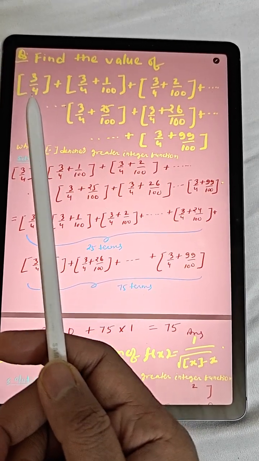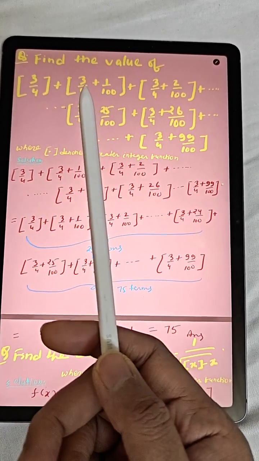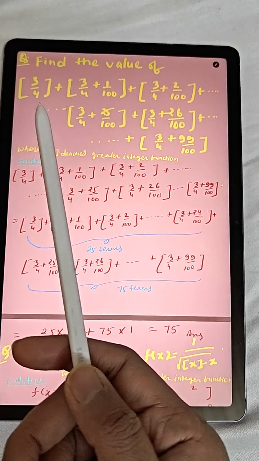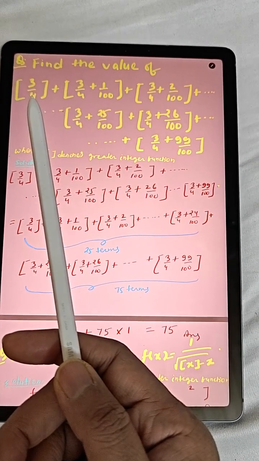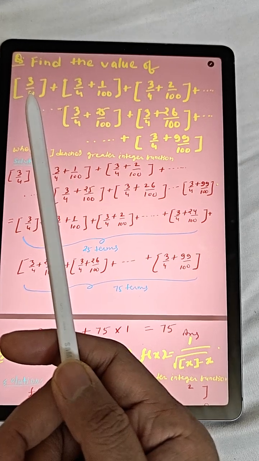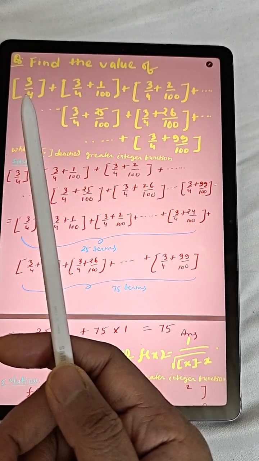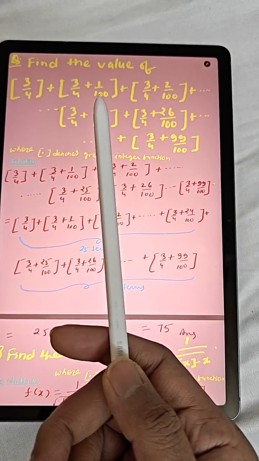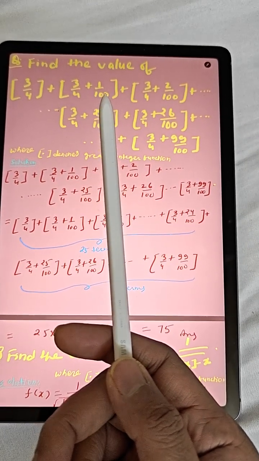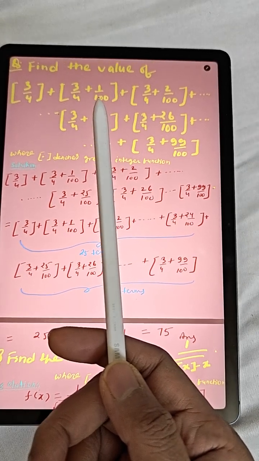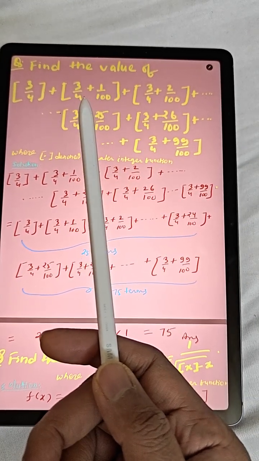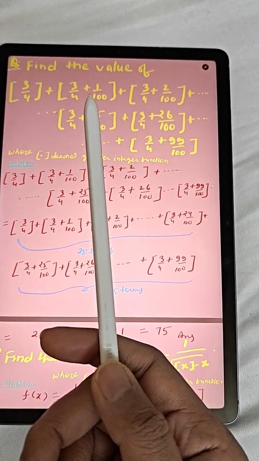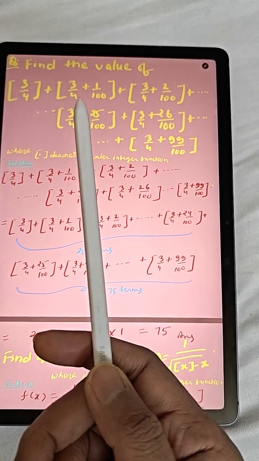So it is the greatest integer function of 3/4. Similarly, here 3/4 plus 1/100 is under the greatest integer function. You can see that 3/4 is something like 0.75. So what will be its greatest integer function value? 0. Here also 3/4 plus 1/100. 1/100 is 0.01, so 0.01 plus 0.75 is nothing but 0.76. So its greatest integer value will again be 0.